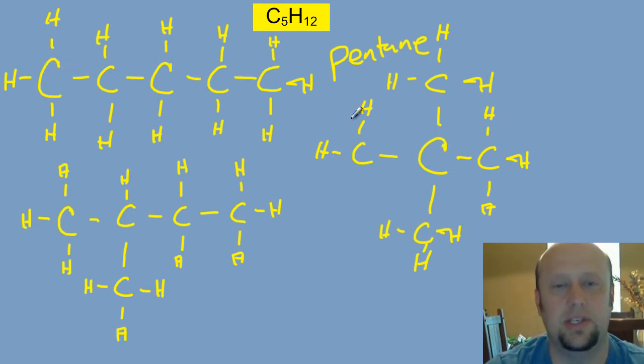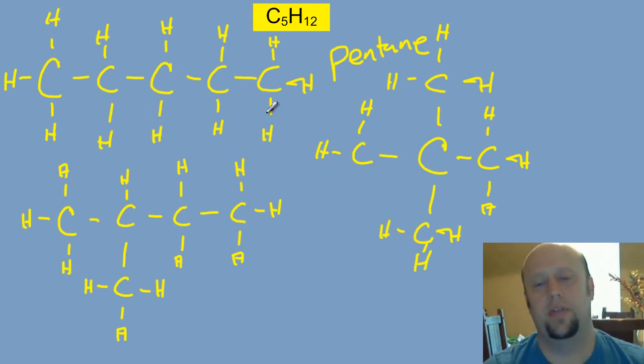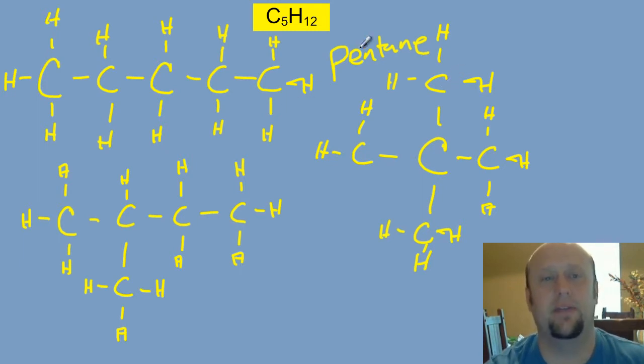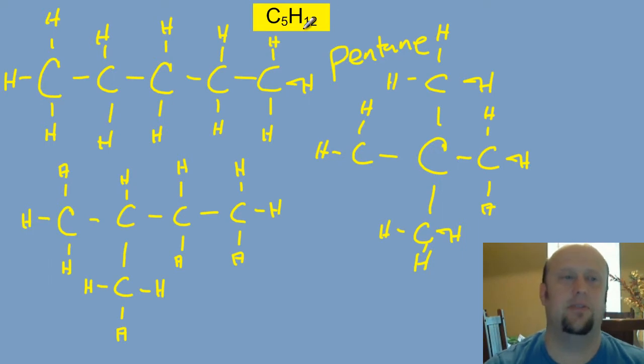Each of these molecules, each of these structural isomers, is a different chemical. They don't react the same way. They've got different boiling points often. They react in different ways. So these are not the same molecules at all. So these structural isomers matter. We could have the same formula, but still have vastly different molecules.